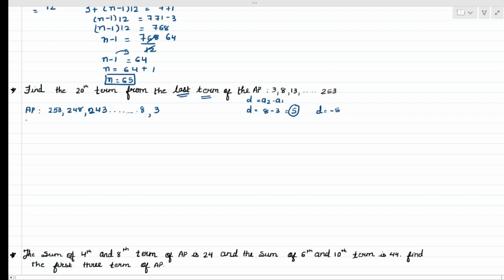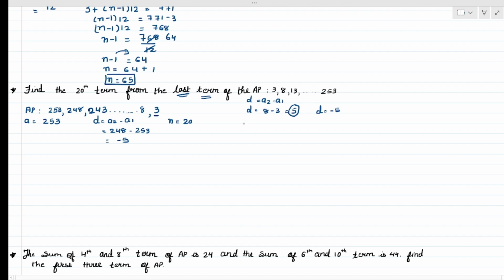So for this case, what is my A? My A is 253. What is my D? My D becomes A2 minus A1, that means 248 minus 253 gives me minus 5. Okay, so D becomes minus 5. Which term do you need to find over here? Your N becomes 20. You need to find your 20th term. Okay, so substitute your values. And what is your AN? Your AN is 3.